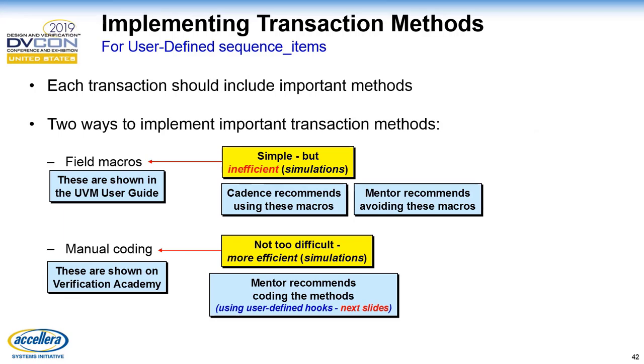There's two ways to implement those methods. You could use the field macros, and this is what's shown in the user guide. And they're simple, but they can be inefficient in simulation. Cadence recommends using these. Mentor recommends avoiding these. Then the manual coding, this is what you find inside of Verification Academy. So these are not too difficult. They're more efficient in simulations. And Mentor recommends using these methods instead of the field macros. By the way, both work.